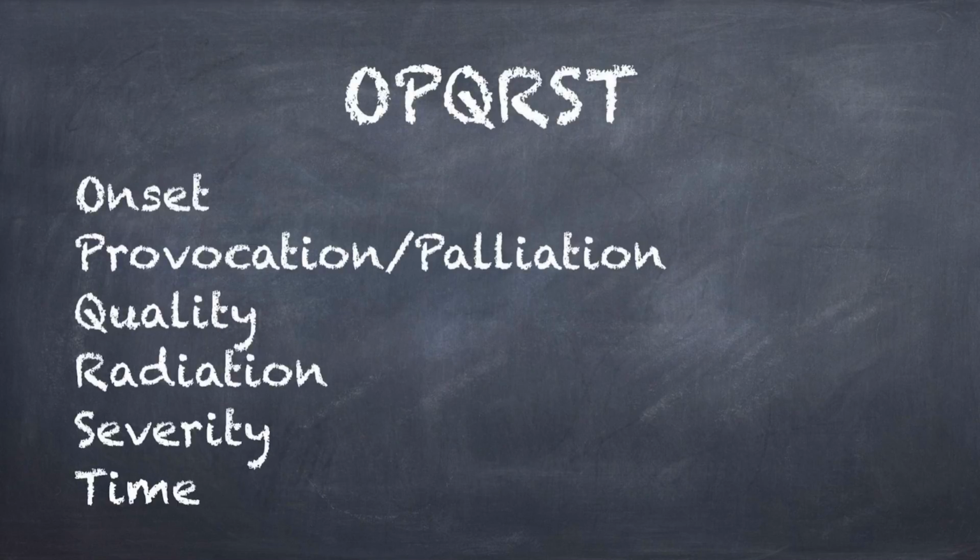Going along with that is OPQRST, and this works best for someone that's in pain, but we can adopt it a little bit or modify it a little bit for other patients. O is onset, so what were they doing when it started? P is provocation or palliation, so does anything make it better or worse? Q is quality, so have them describe the pain. Is it sharp or dull or achy? R is radiation, does it go anywhere else? And the classic is chest pain that radiates like to the neck or to the shoulder or to the arm.